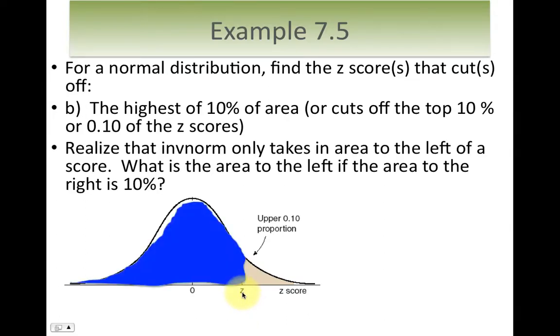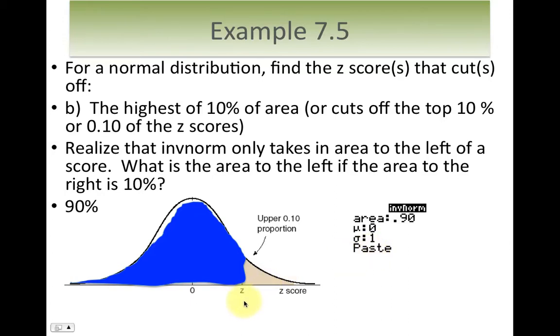So this piece in blue is 90%. And we have to remember that invNorm only takes area to the left. That's why finding that 90% is important. We can't do this problem without understanding that the area to the left is 90%. So when we go to invNorm, we enter the area, which is the area to the left of the z-score we want to find, as 0.9 or 0.90. Mean is 0, standard deviation is 1, and go down to paste.